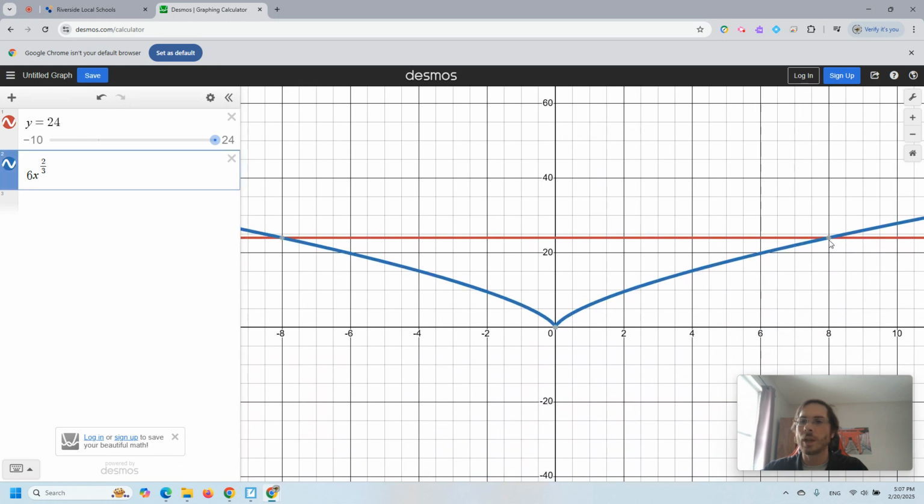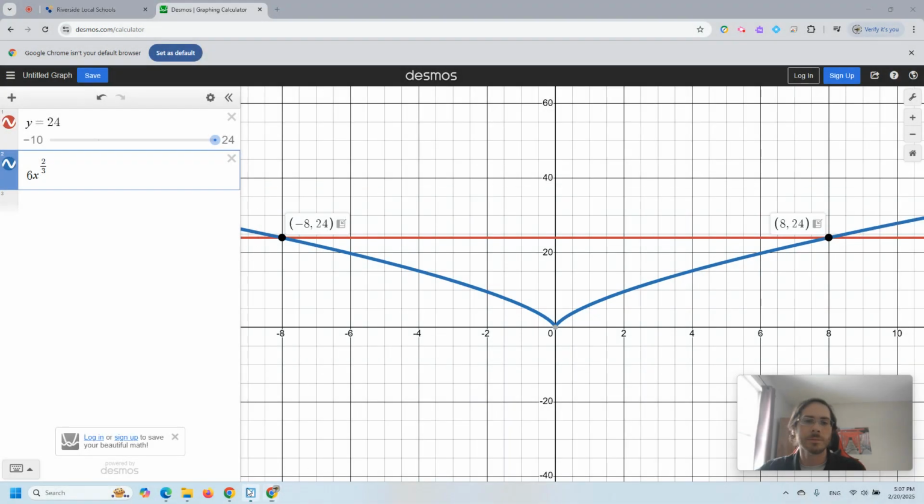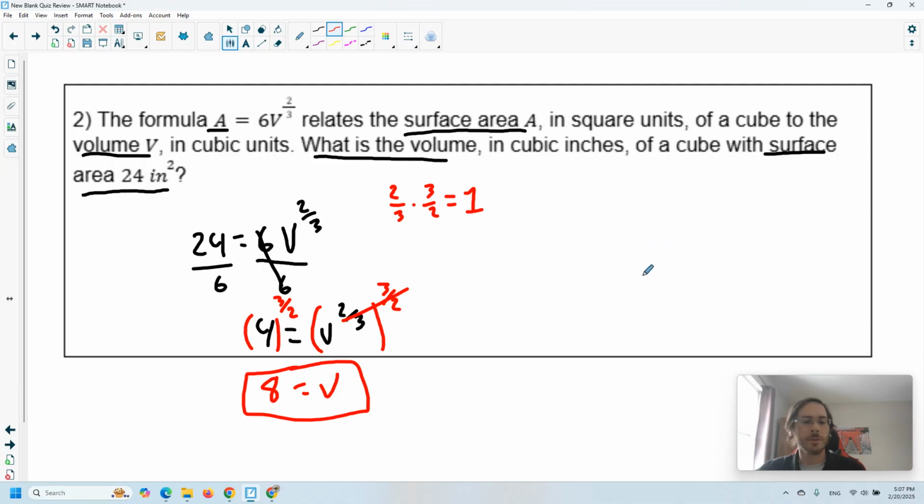It looks like I got 2 answers. So I got 8, and I also have this -8 over here. But if we think about the context of the problem, we're trying to find a volume.